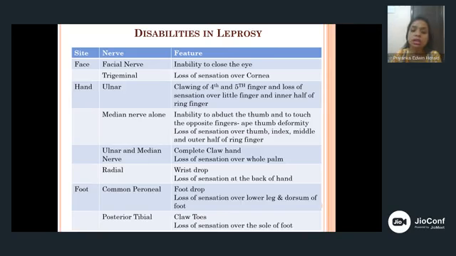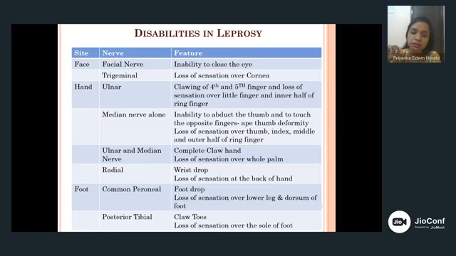And in the foot, if the common peroneal nerve or lateral popliteal nerve is affected, then as you know, it supplies the dorsiflexors of the foot. If there is no dorsiflexion, then foot drop will be there, and there will be loss of sensation over the lower leg and dorsum of the foot.